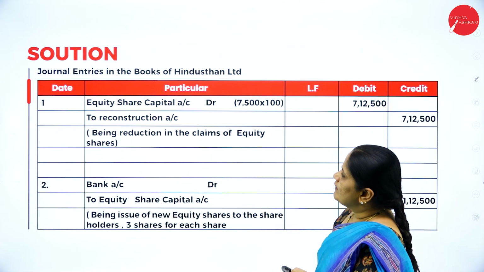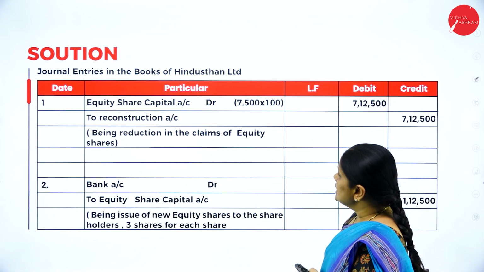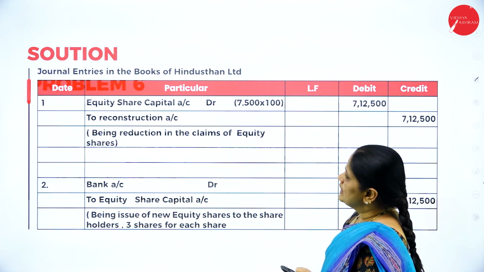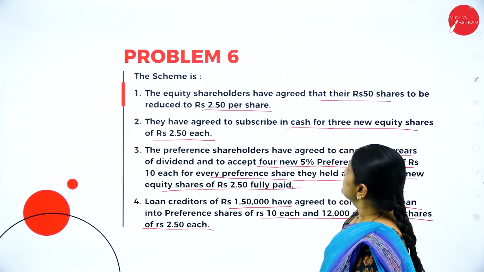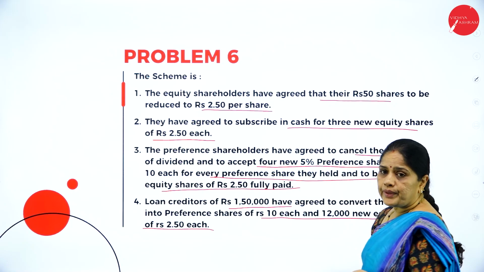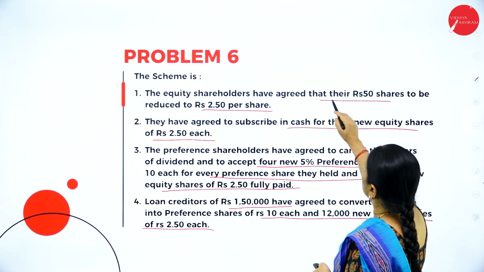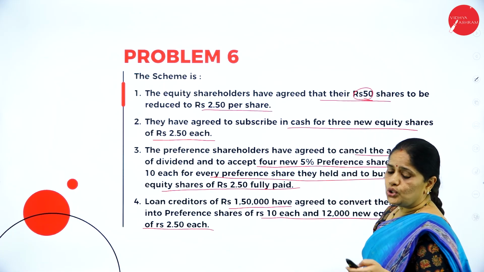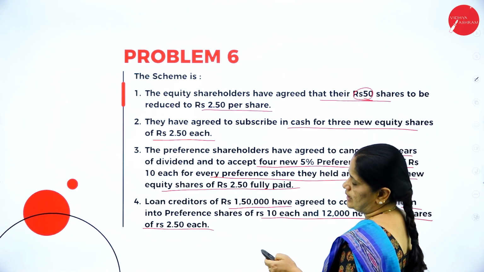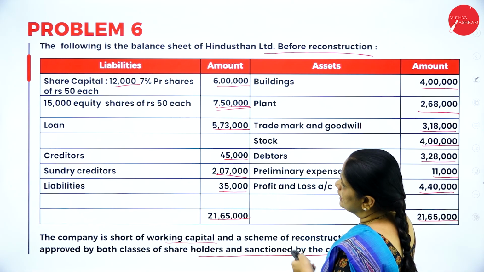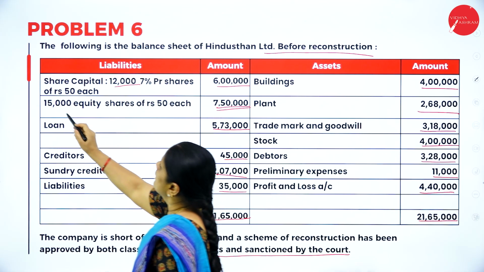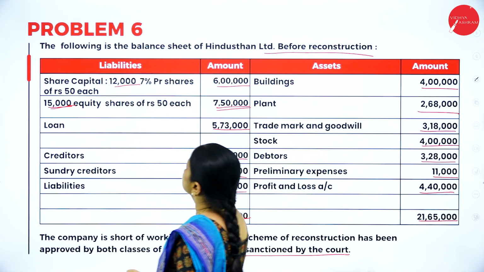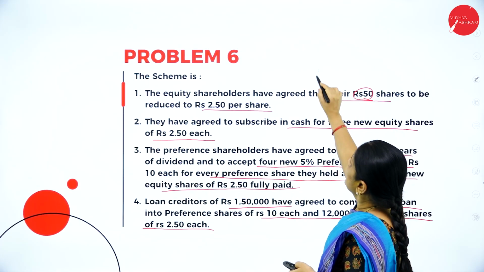So we will have to write the journal entries here. First thing is we have to see what is the scheme of reconstruction here. The equity shareholders have agreed that the 50 rupees share be reduced to 2 rupees 50 paisa per share. Now if you can see here, how many equity shares are there? 15,000 equity shares are there.